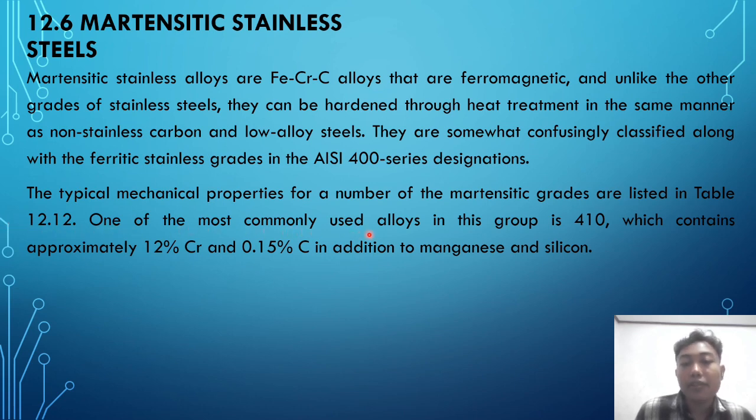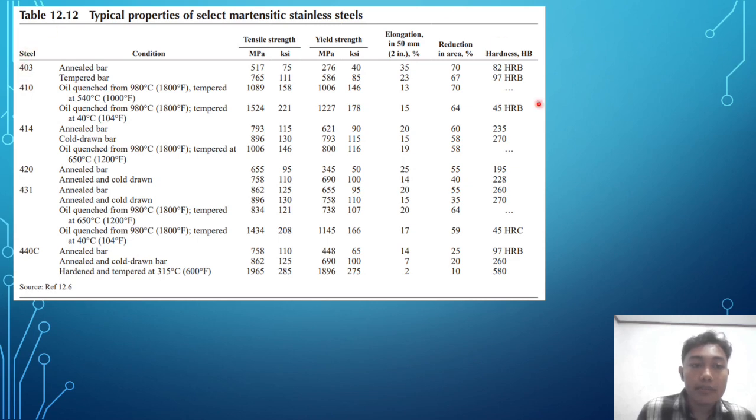The most commonly used alloy in the group is 410, which contains approximately 12% Cr and 0.15% C in addition to manganese and silicon. And next, this is table 12.12, typical properties of selected martensitic stainless steels.